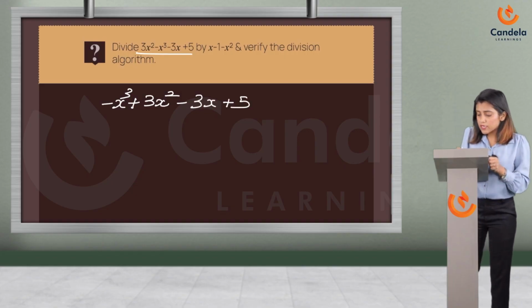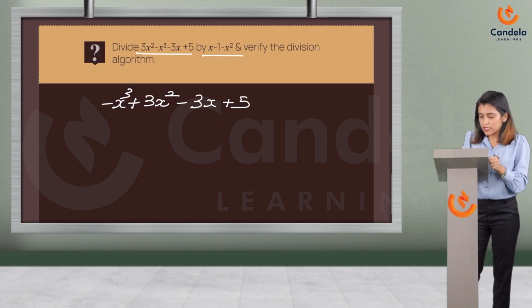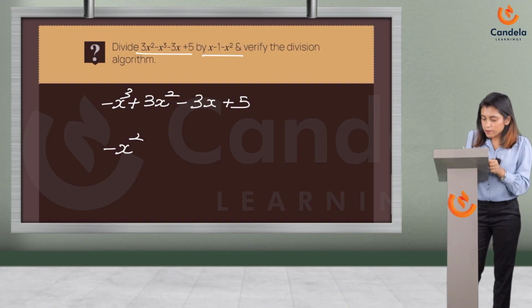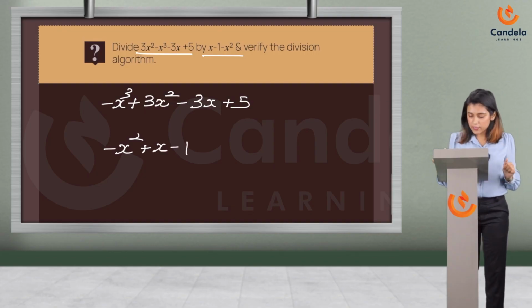Then the divisor, that is also not in the correct order, so we'll be rearranging it. Minus x square plus x minus 1. And we are going to divide it.